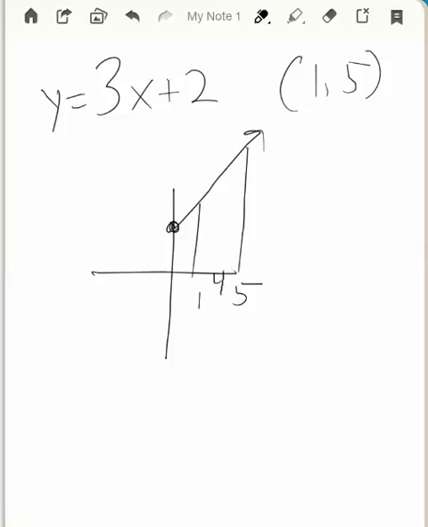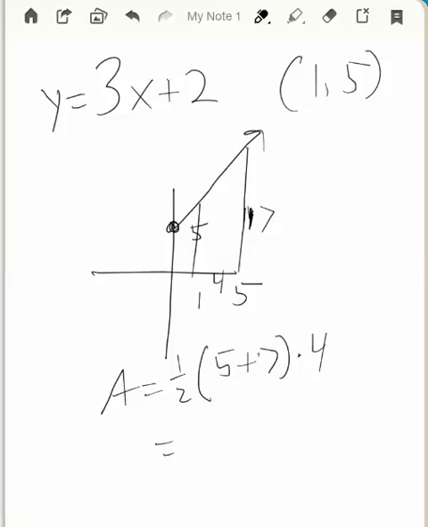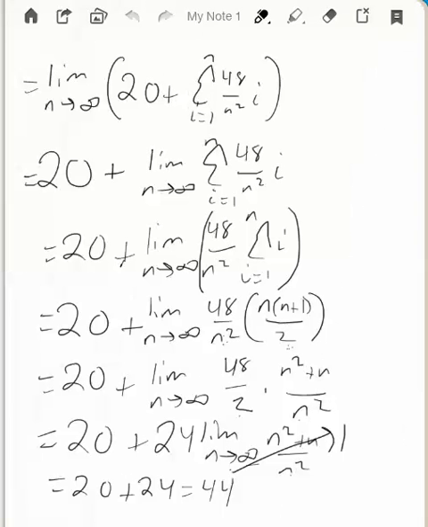Trapezoid with a height of 4. My first base is going to be 3 plus 2, which is 5. My second base is going to be 15 plus 2, which is 17. So my area is going to be 1/2 times base 1 plus base 2 times the height. 5 plus 17 is 22, divided by 2 is 11, times 4 is 44, which obviously we did a much more complicated way and still got 44.